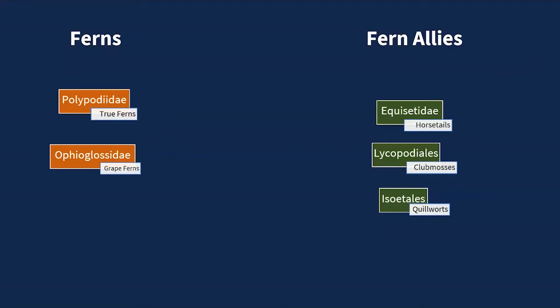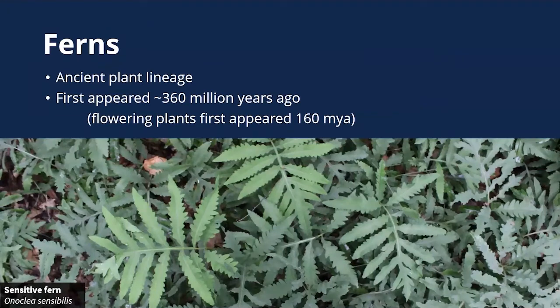But this whole group, ferns and fern allies, is an ancient plant lineage. It first appeared somewhere around 360 million years ago. Compare that to flowering plants, our wildflowers, our conifers, all those. Those showed up about 160 million years ago. So these were really early plants, been around for a very, very long time.